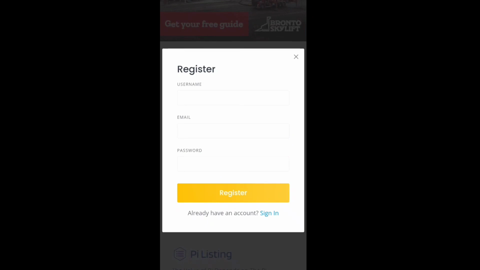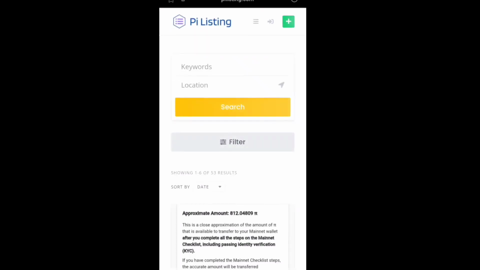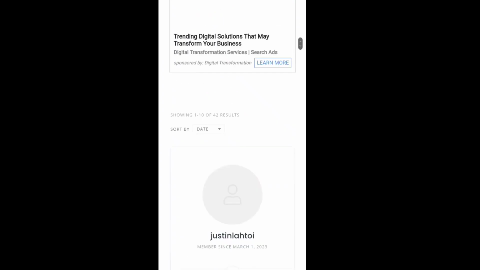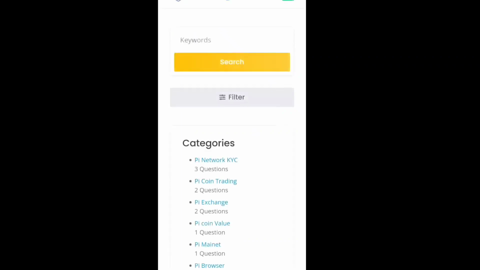For registration, enter username, email, and password, and then you can log in to your account, and you will be able to buy from P2P market listings or vendors, whichever you are. You can click there whether you are a vendor or a buyer. You can see they have some questions and categories, but currently I will select listing.